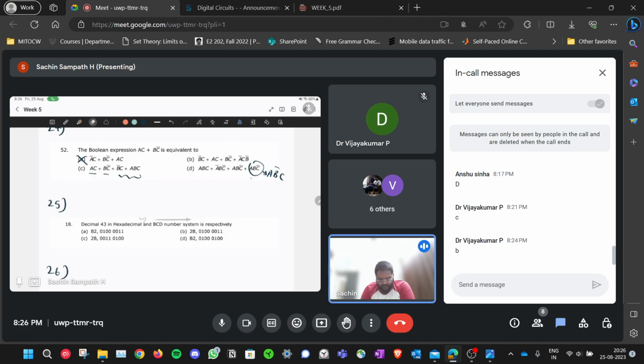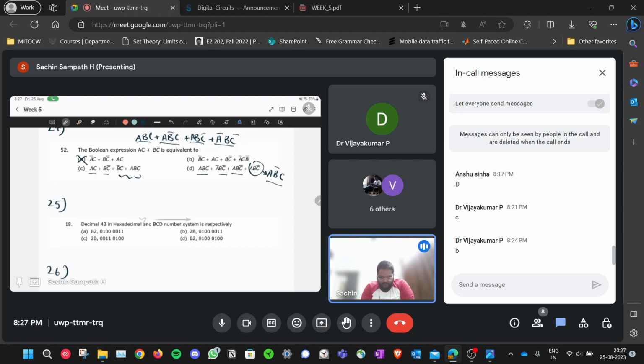A final option, if you see, this looks similar to a canonical SOP form. So you try to write out the canonical SOP of this term. It will be A B C plus A B bar C plus A B C bar plus A bar B C bar. And if you check, you have A B C, you have A bar B C bar, then you have A B C bar. And this one should have been A B bar C. They made a printing mistake, so A B bar C.